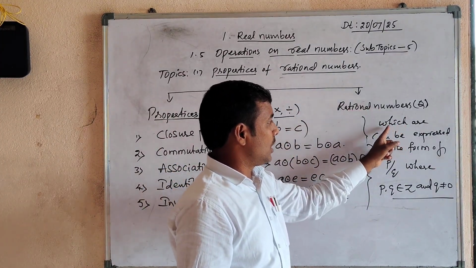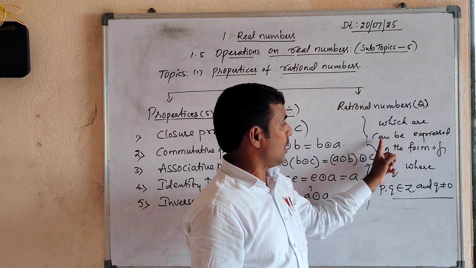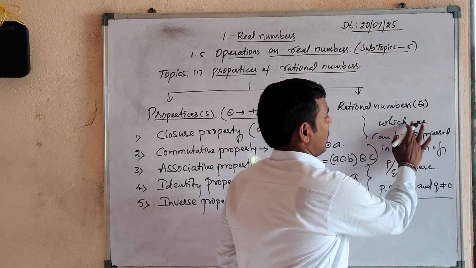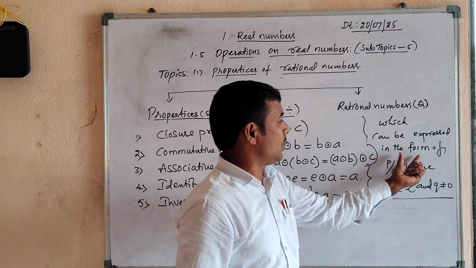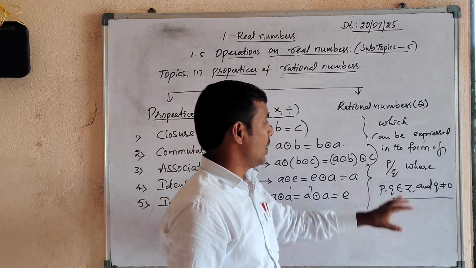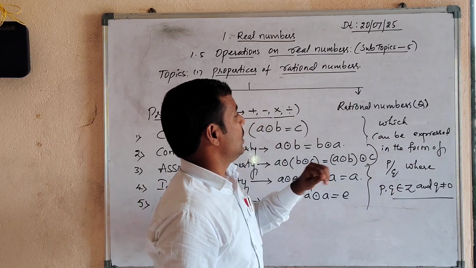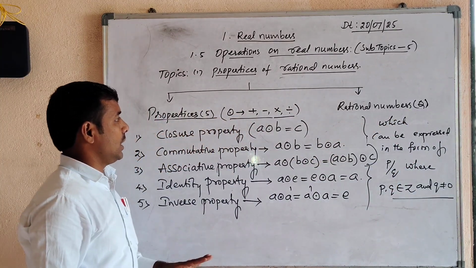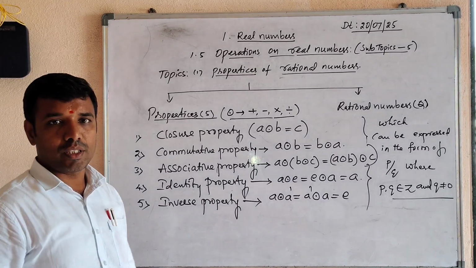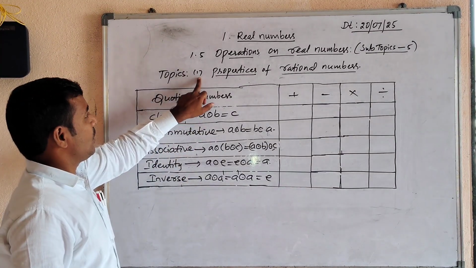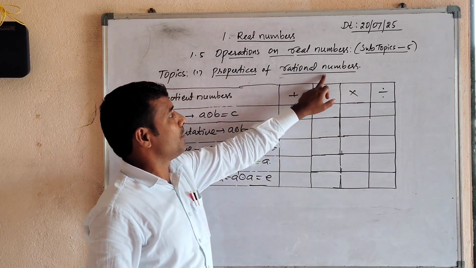Once again, the numbers which can be expressed in the form of p by q, where p and q are integers and q is not equal to 0, such numbers are known as rational numbers. Now let us see one by one. Students, the first topic is the properties of rational numbers.